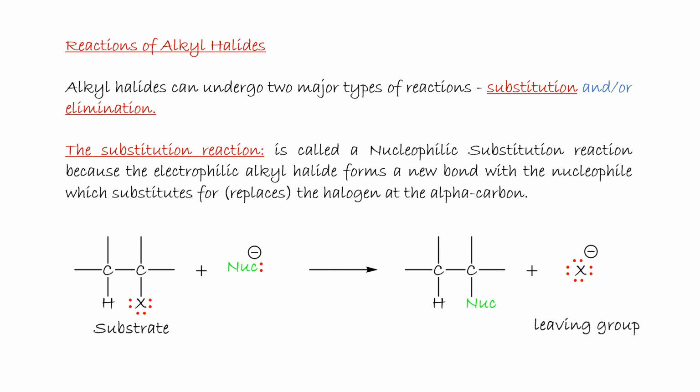Reactions of alkyl halides. Alkyl halides can undergo two major types of reactions: substitution reactions and elimination reactions. In nucleophilic substitution, called by this name because the electrophilic alkyl halide forms a new bond with the nucleophile, which substitutes or replaces the halogen at the alpha carbon. So we have the nucleophile and we have here the alpha carbon carrying the halogen. The substitution will be the reaction replacing the halogen with the nucleophile.